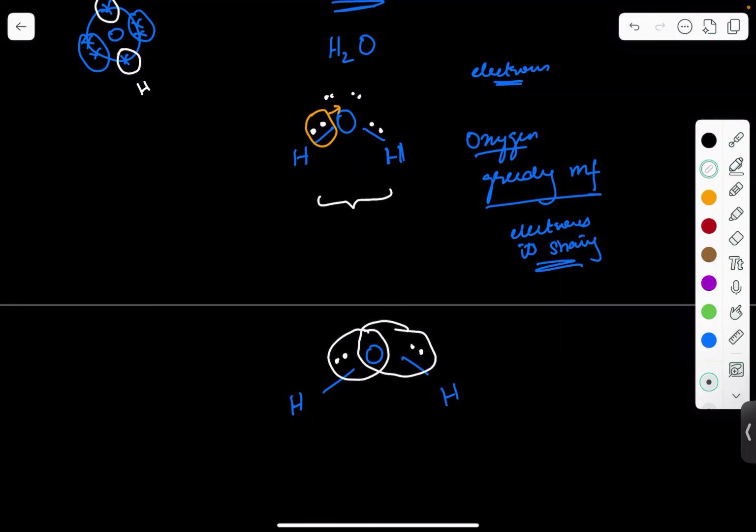It's an uneven share. So now that I'm taking the electrons more towards the oxygen, what is happening to the oxygen? Electrons are negative. So the oxygen becomes partially negative. This is the symbol for partial. It becomes partially negative. Hydrogen becomes partially positive. Why? Because the electrons have been moved away a bit. So your oxygen is partially negative and your hydrogen is partially positive.